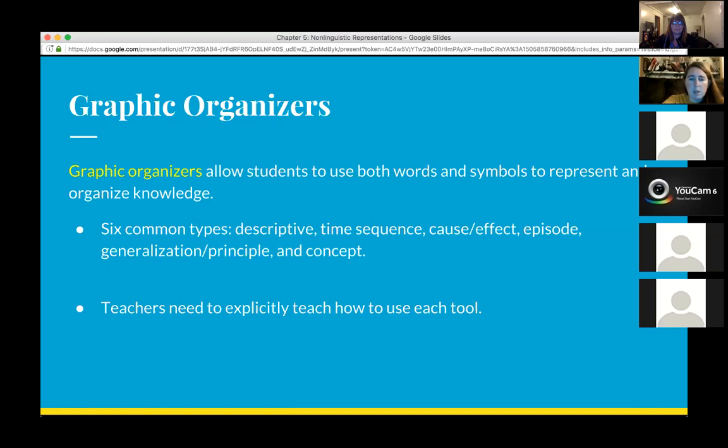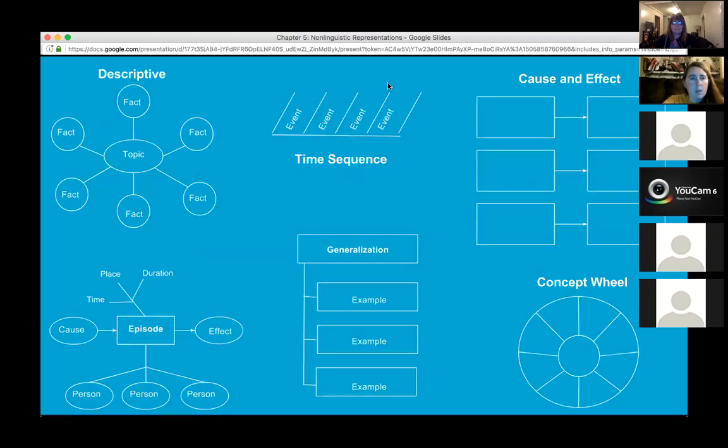It's too much. So use information the students already know when introducing a graphic organizer. This is what the different organizers look like. In the upper left-hand corner, you see a descriptive graphic organizer where you write the topic in the center oval, and then the bubbles surrounding the topic, you list facts or pictures or symbols about that topic. In the center, in the top row, we have a time sequence graphic organizer, which is pretty much a timeline.